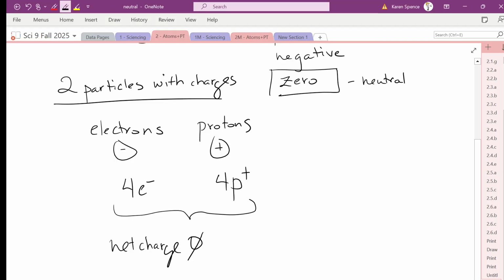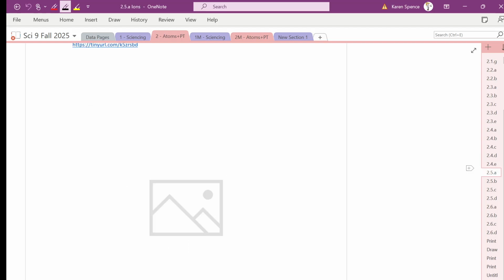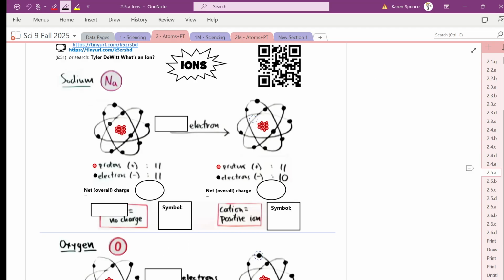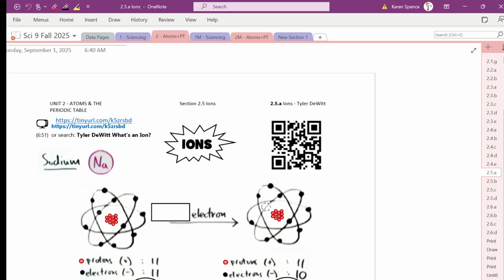Okay? But today, I'm actually going to mess with that because we are going to deal with situations where the atoms are not neutral. They're going to take on charges. And this is, Tyler's going to talk to us about ions.